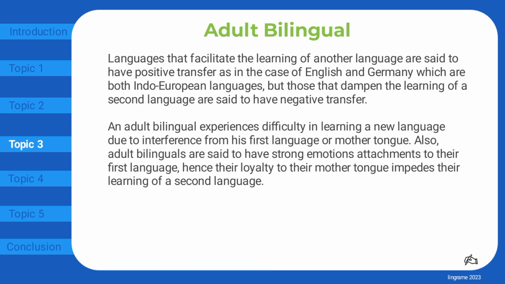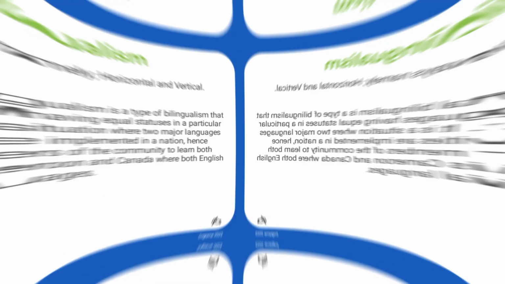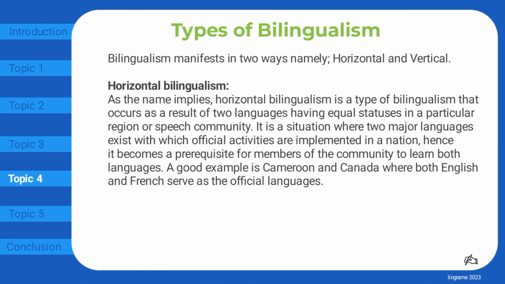have negative transfer. An adult bilingual experiences difficulty in learning a new language due to interference from his first language, or mother tongue. Also, adult bilinguals are said to have strong emotional attachments to their first language, hence, their loyalty to their mother tongue impedes their learning of a second language. Types of bilingualism. Bilingualism manifests in two ways, namely, horizontal and vertical.